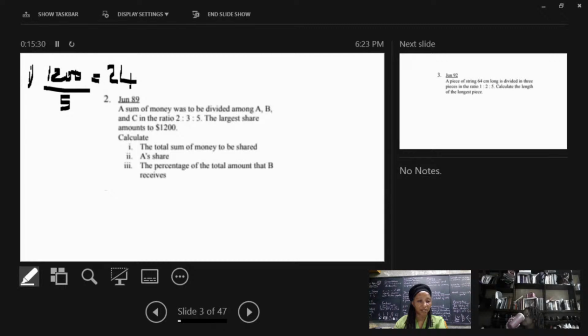4 times. All right, so the unit value of the ratio is $240. So how do we find the total sum of money? Then we add 2 plus 3 plus 5. They already give us 5. But you're adding up the total ratio. Plus 5 is the total they want. All right, and that gives what?